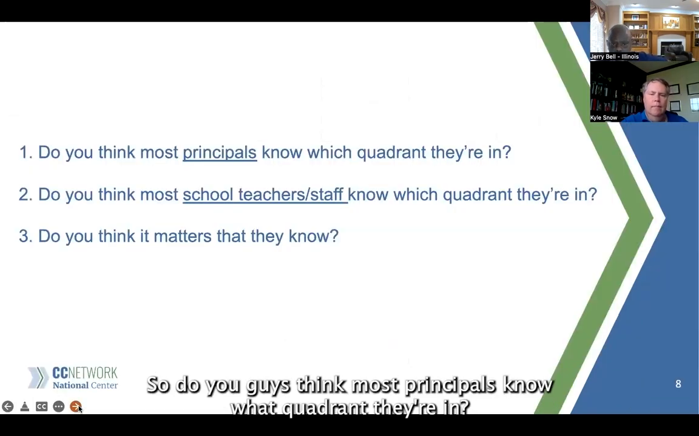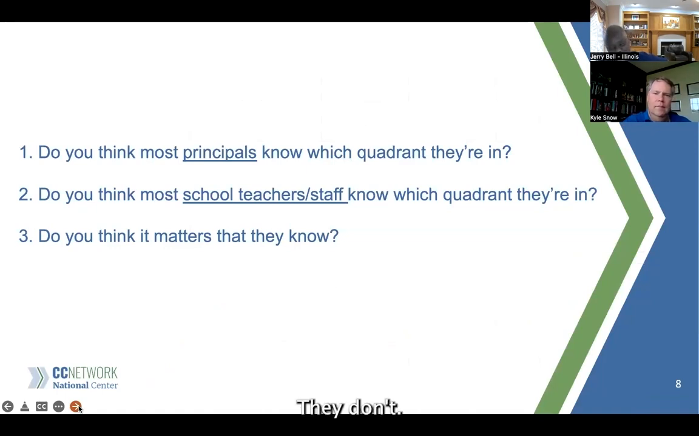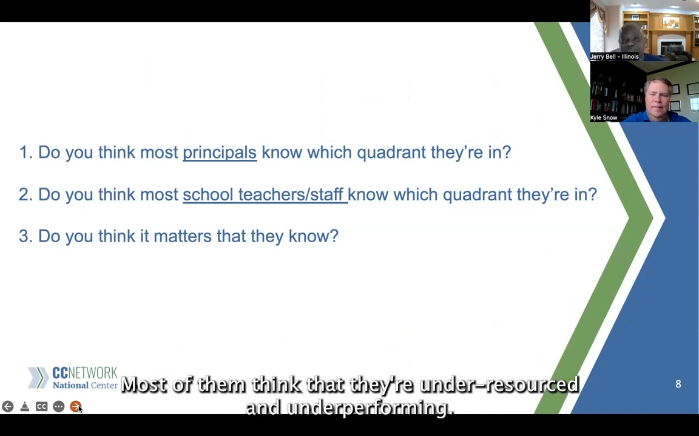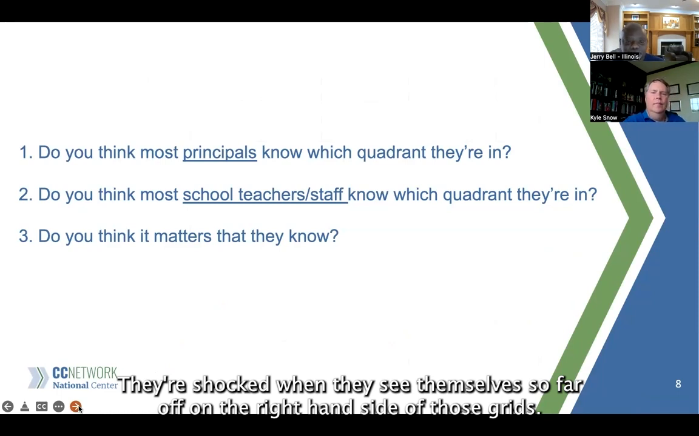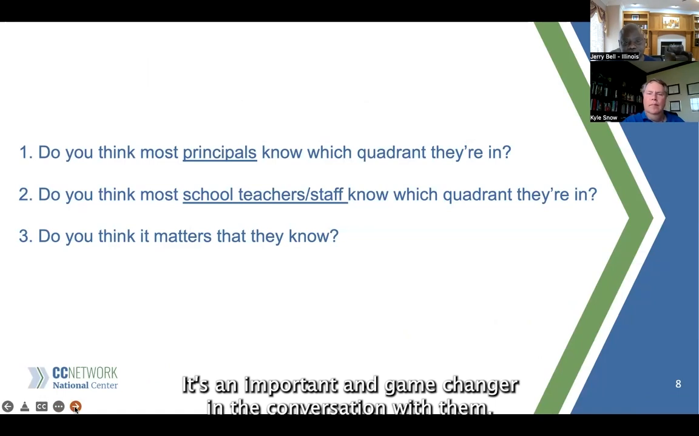So do you guys think most principals know what quadrant they're in? They don't. I'll tell you, they have no idea. Most of them think that they're under-resourced and underperforming. They're shocked when they see themselves so far off on the right-hand side of those grids. It's an important game changer in the conversation with them.